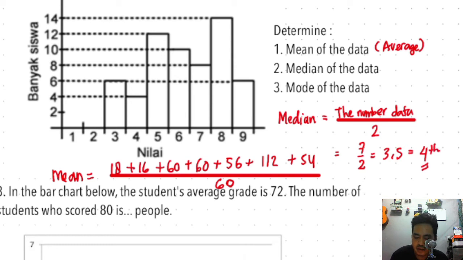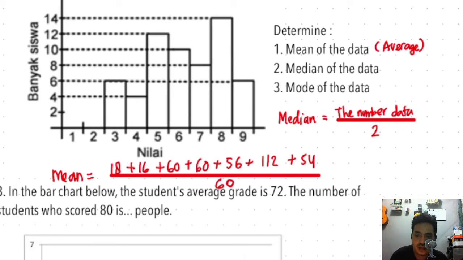How if the number of the data is even? For example, we have 18 data, and then just divide by 2, the answer is 9. This means the median is the 9th data. But remember, for even data, the median must be two numbers that stay in the middle. So the median is the 9th and the 10th data. Okay, let's practice in this question.